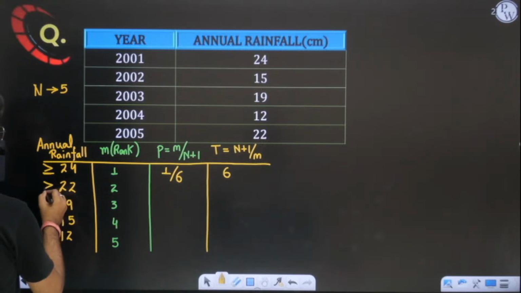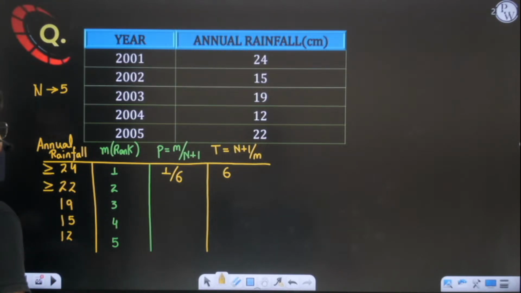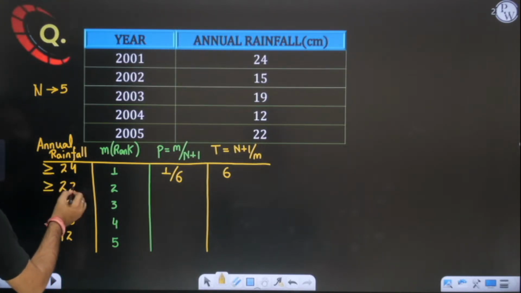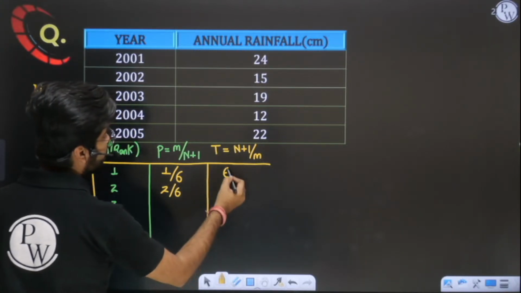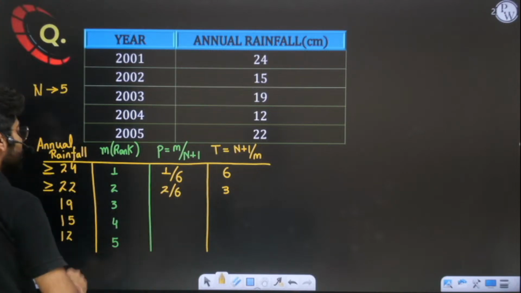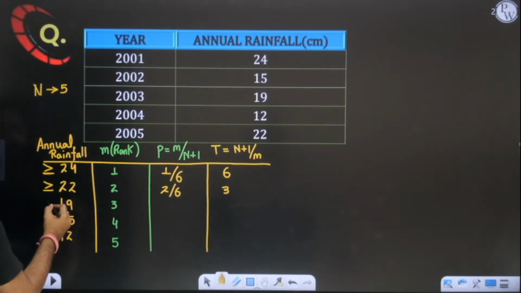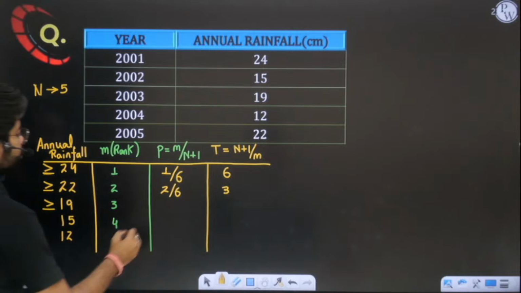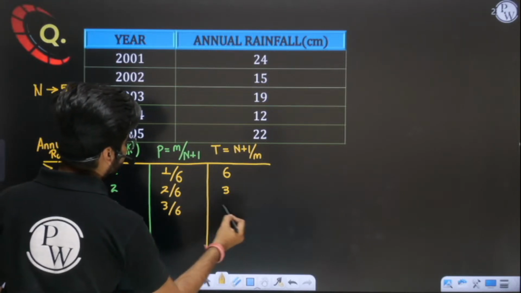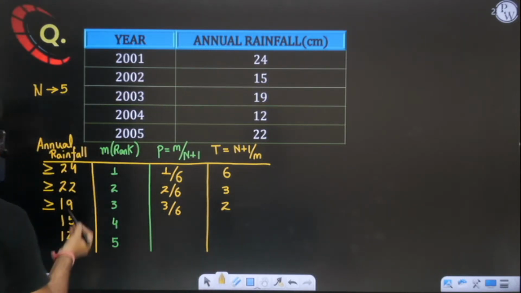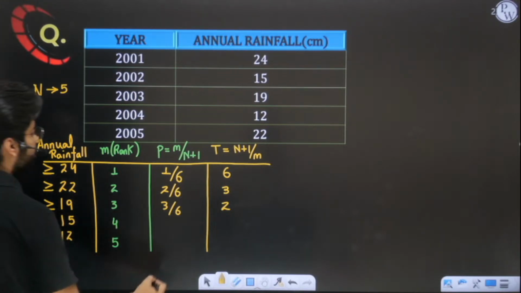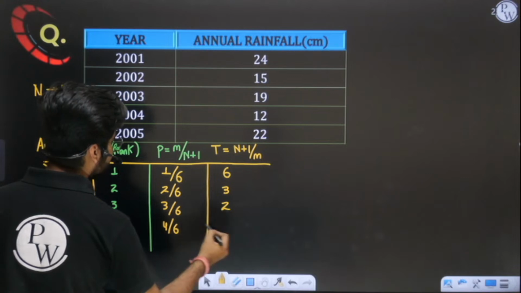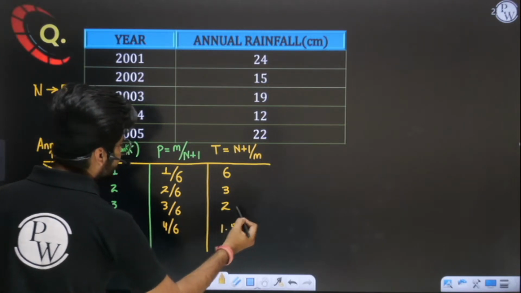So tell me, what is the probability that annual rainfall is greater than or equal to 22 centimeters? You will say the answer will be 2 upon 6, and the return period will be 3, just opposite of it. What will be the probability that my rainfall is greater than or equal to 19? Sir, you will say 3 upon 6, and the return period will be 2. Sir, what is the probability that annual rainfall is greater than or equal to 15? The probability will be 4 by 6 and the return period will be 1.5. Yes or no?